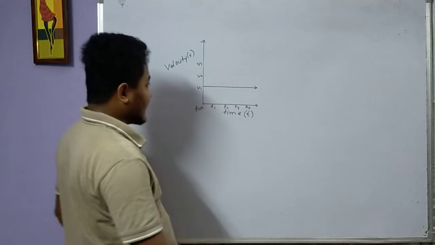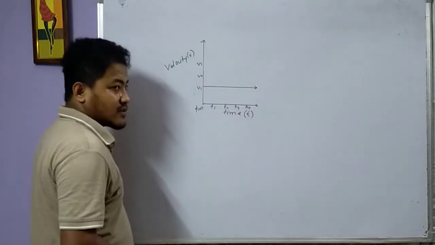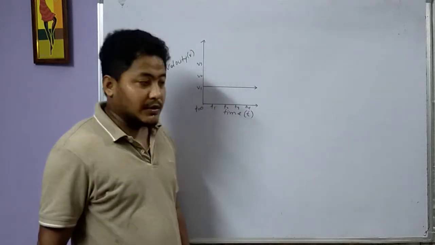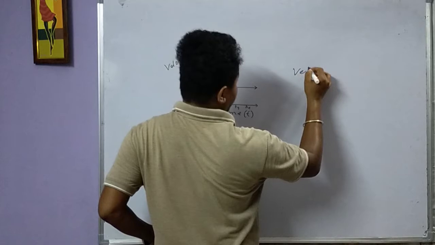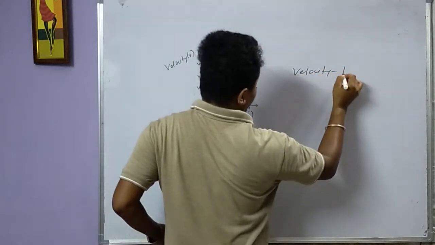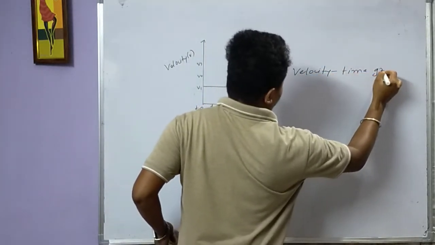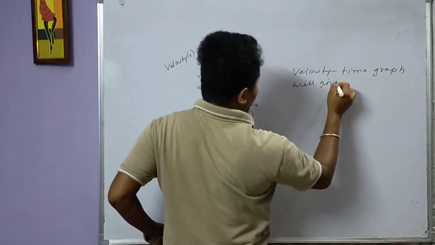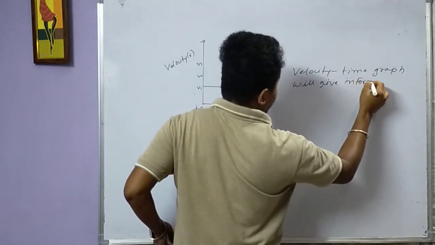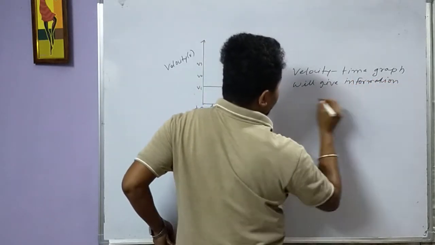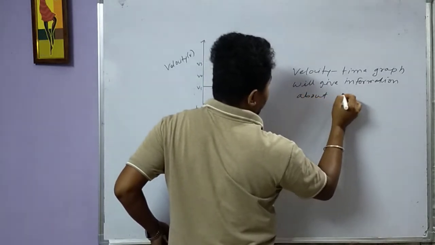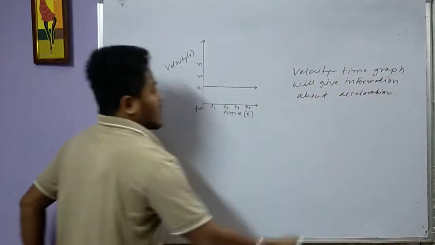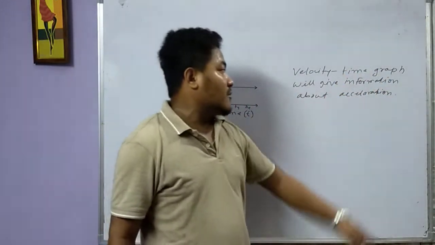If I make a tangent at this point, as we discussed in the previous class, this graph will tell us about the acceleration. You can note down that the velocity time graph will give information about acceleration. Is that clear? Velocity time graph will give information about acceleration.